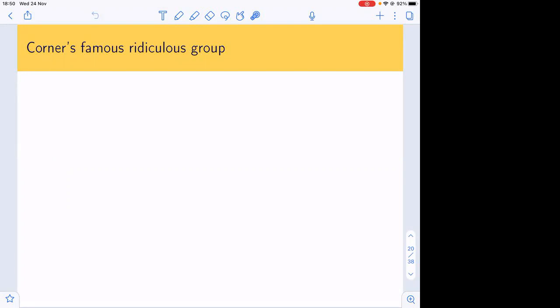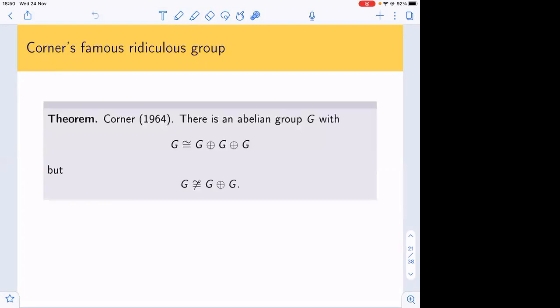People started finding more and more bizarre properties that abelian groups could have around this time. And one of the most famous examples was given by a mathematician from Oxford called Corner. And he proved in the 1960s, okay, we've seen an example of an abelian group that is isomorphic to the direct sum of two copies of itself. And exactly the same argument proves that it's isomorphic to three copies of itself.